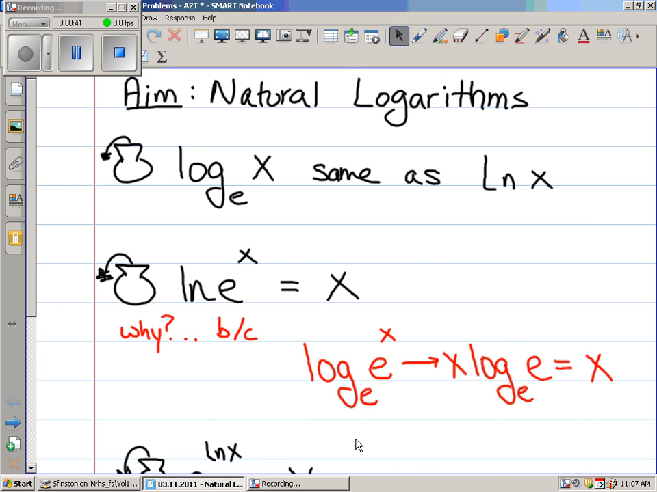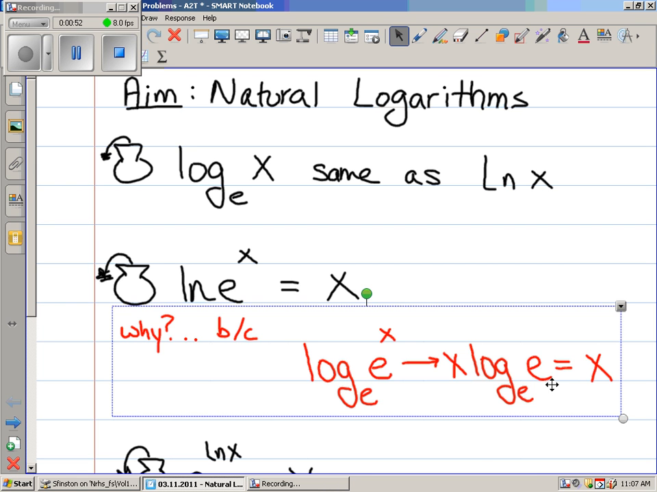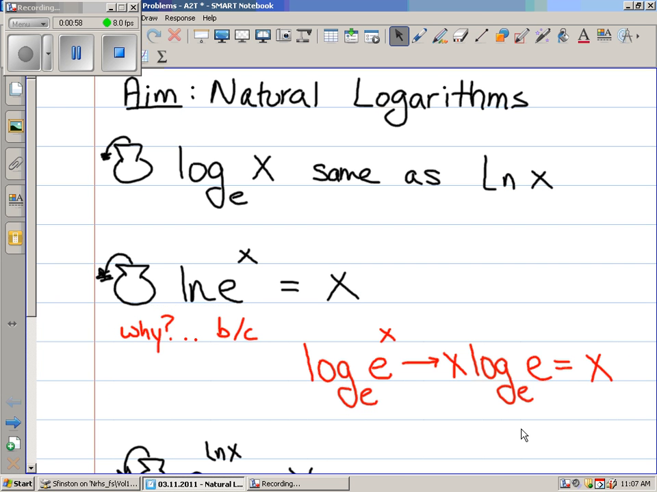And do you know what? This x pops down in front. Log base e of e. This is the base, and that's the result. E to what power is itself? The first. E to the first is itself. So this quantity right here is just 1, and that's why you get left with x.